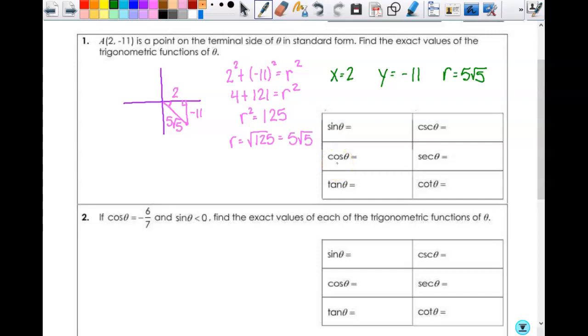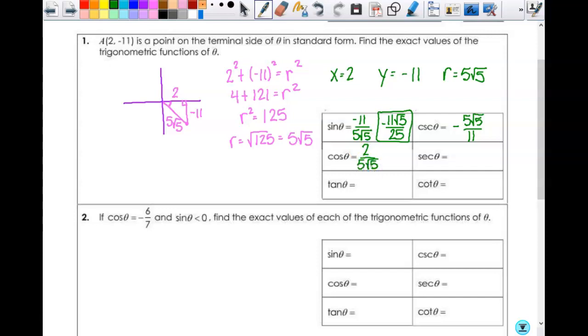So when I look at sine and I know that sine is y over r, I can put -11 over 5√5, which is the same thing as looking at this, and it's opposite over hypotenuse. It's the exact same thing. All right, so then I can't have a square root in the denominator, so I rationalize, and when I rationalize, I get -11√5 over 25. That is my answer. The cosecant is a reciprocal of sine, so I could take the reciprocal of that one, but then I'm going to have to rationalize, so why would I want to do that? I could take the reciprocal of this one, so it's -5√5 over 11, which makes my life a lot easier. Cosine, x over r, 2 over 5√5.